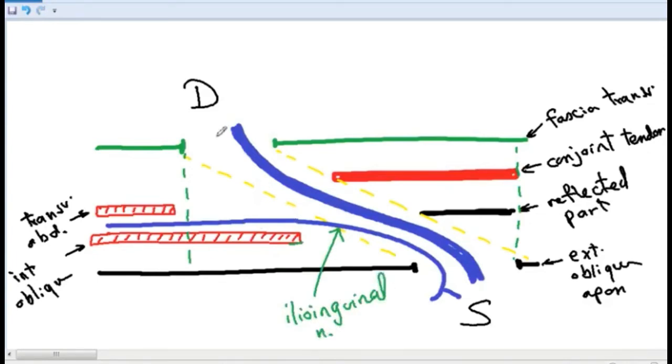The ilioinguinal nerve does not come through the deep ring, okay? It comes through the space between internal oblique and transversus and enters the inguinal canal, like this, and comes out through the superficial inguinal ring. What about this structure? Male or female? In male, this is spermatic cord, okay? In female, round ligament of uterus.